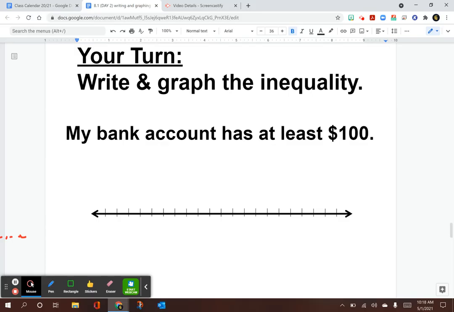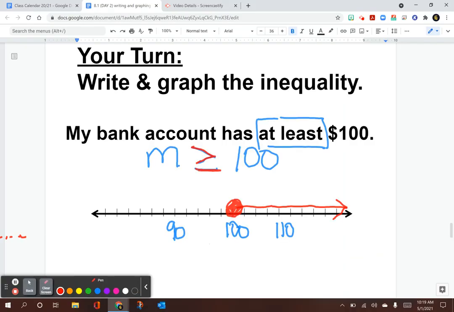You write your inequality and graph that. Your inequality would have been a variable, whatever variable you chose. I did M for money. The at least idea is greater than or equal to, because if something is at least, then the minimum it could be is $100. But you could also have more money than that. The graph would start at the number 100, close it in because 100 is at least 100, and then go to the right where the big bucks are. And if your bank account truly has at least $100, can I borrow 10 bucks?